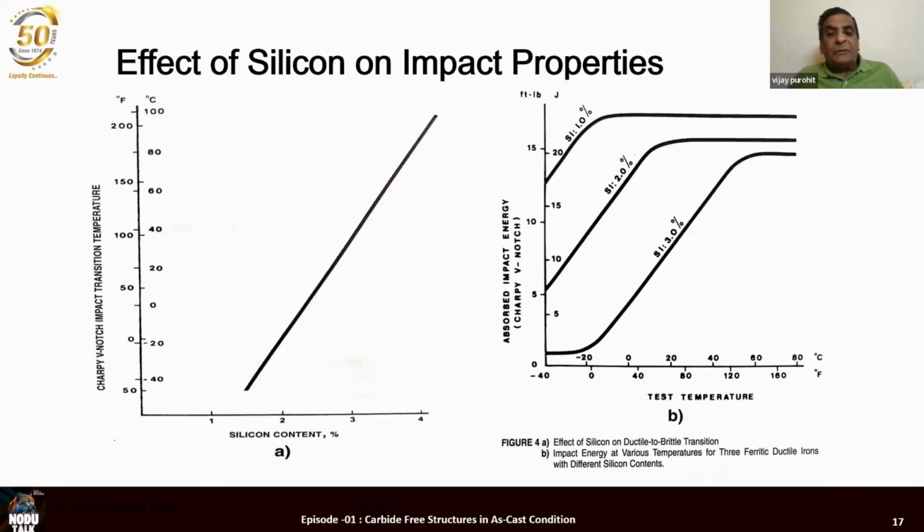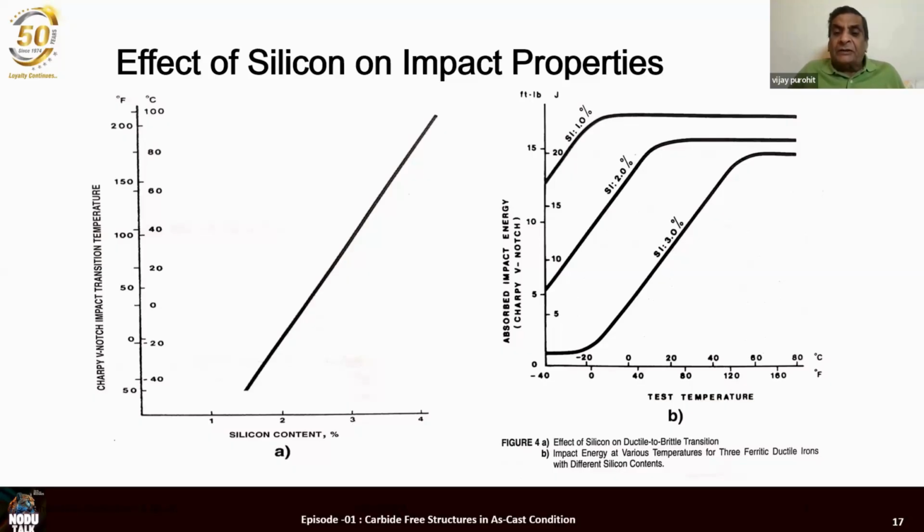Now, for certain low temperature applications, you require high ductility. So this curve on the right hand side, the first curve is for 1% silicon on the top. The next one is for 2% silicon. The third one to the right is 3% silicon. So as you increase the silicon content, the transition temperature increases. That means if you have to produce ductile iron casting for standing impact at low temperature, your silicon content must keep on decreasing.